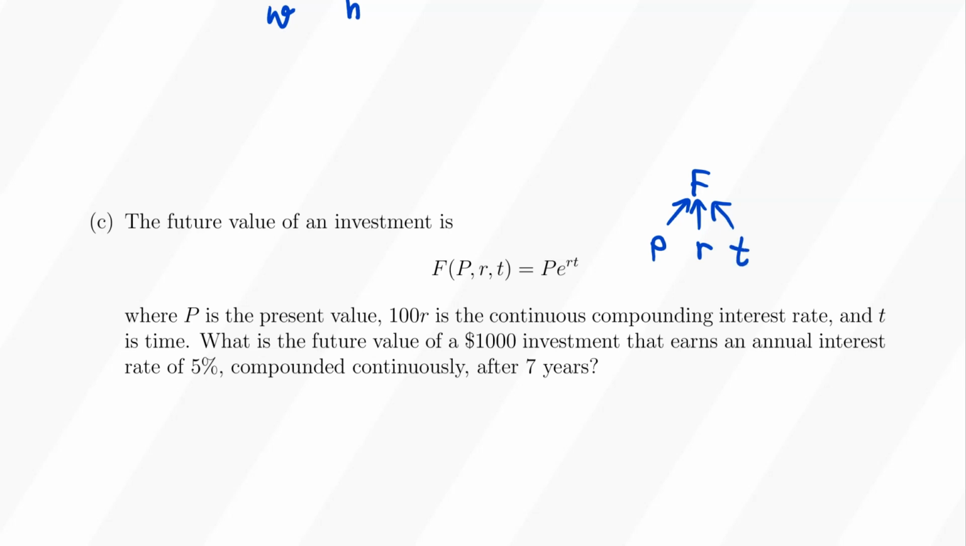So if I invest $8,000 in an account that earns 5% interest rate for 7 years, then I can just go ahead and use this formula. The future value is going to be just 1,000 times e to the r, which is going to be 5 over 100 times t, which is 7.